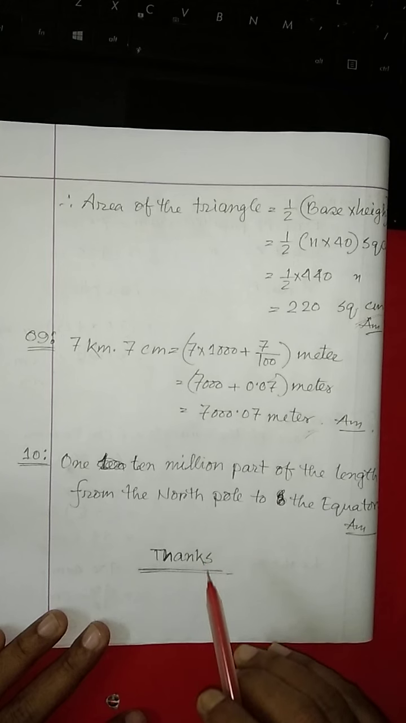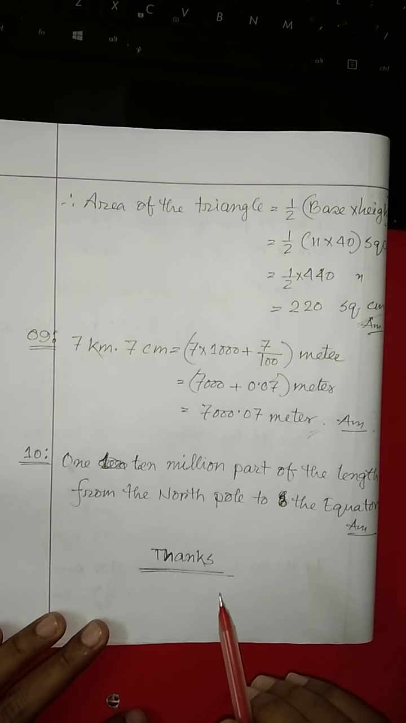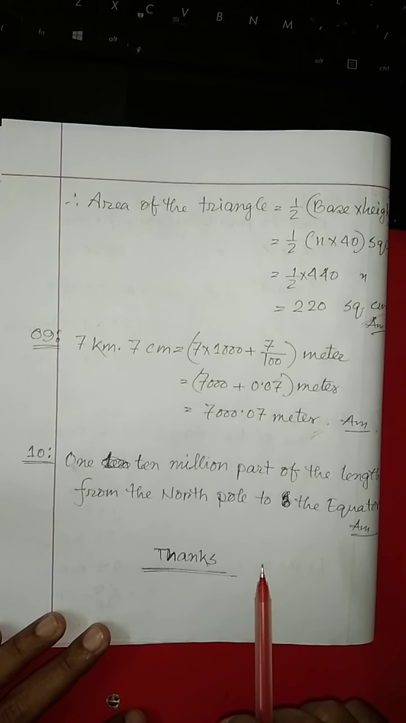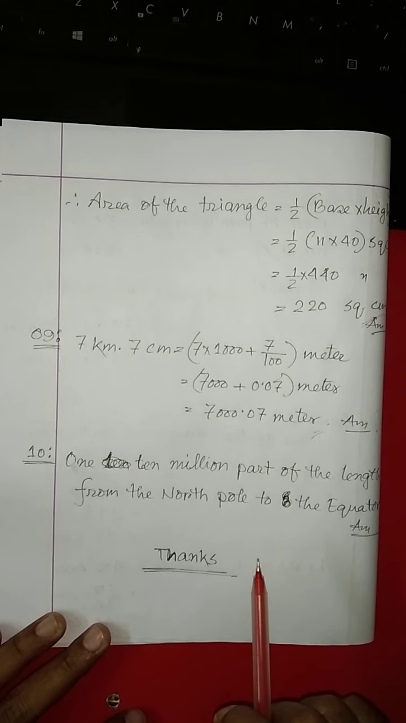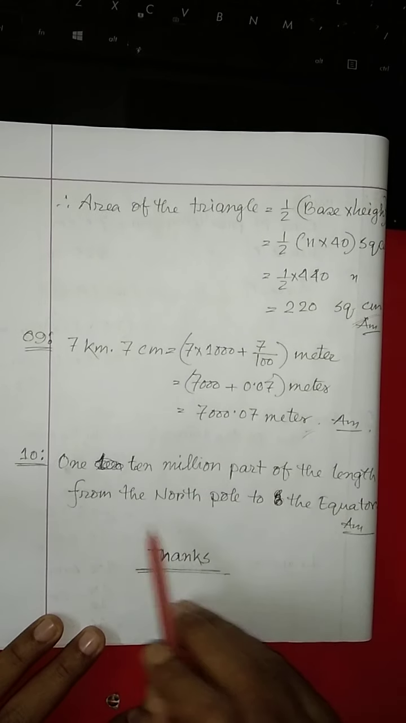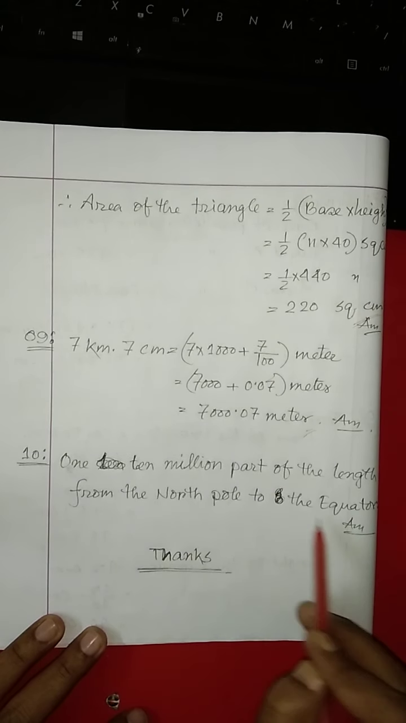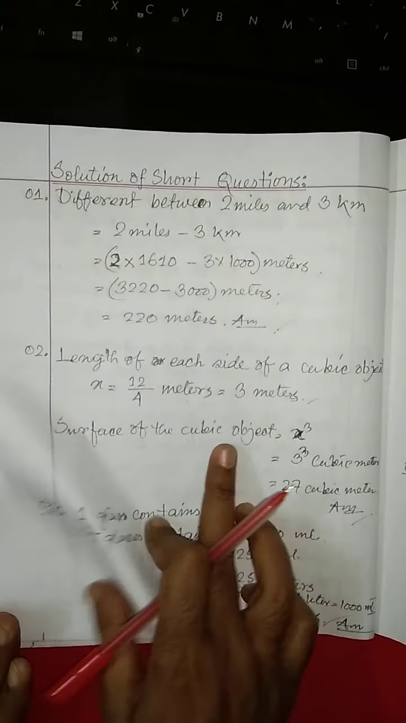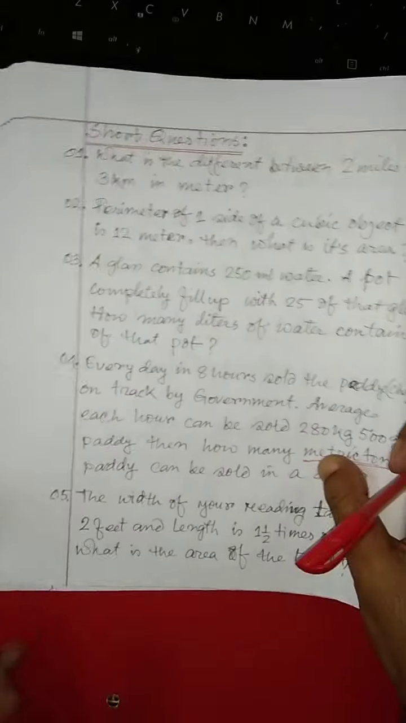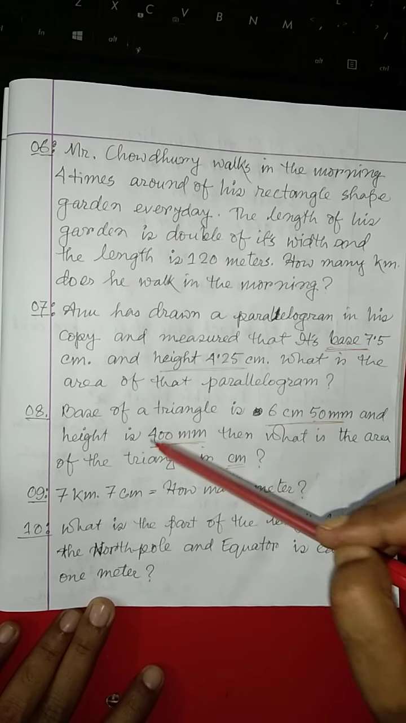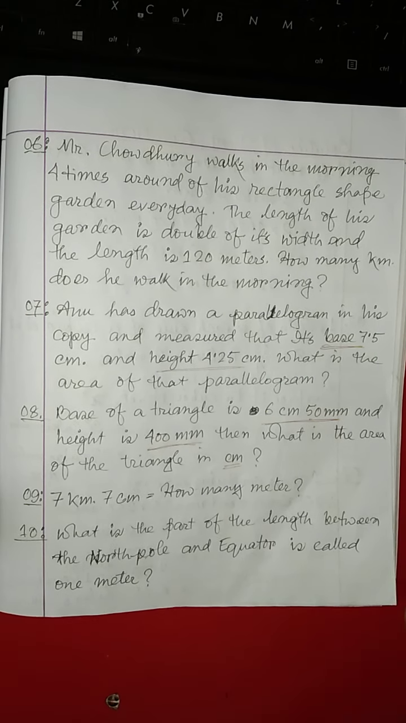And number 10, the question is: what part of the length between the North Pole and the equator is called 1 meter? So 1 over 10 million part of the length from the North Pole to the equator. That's all. So this is the short question set, numbers 4, 5, 6, 7, 8, 9, 10, and the solutions were given here.